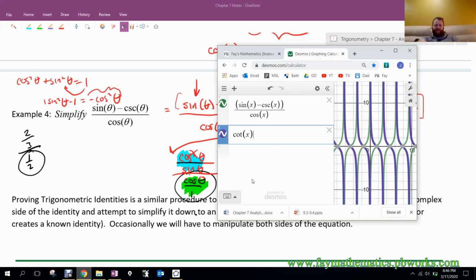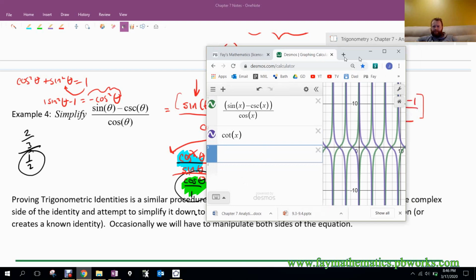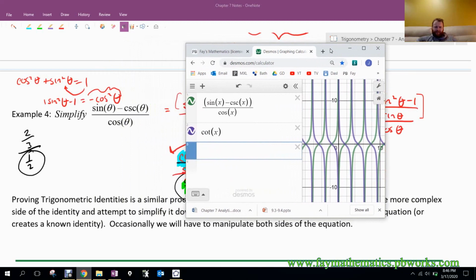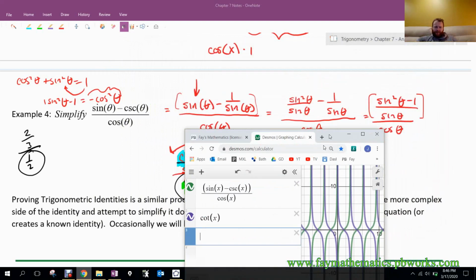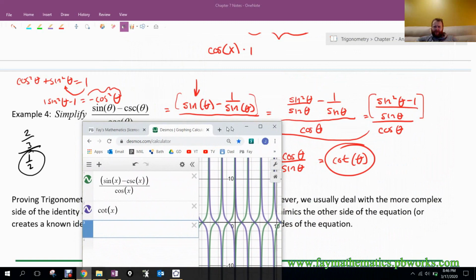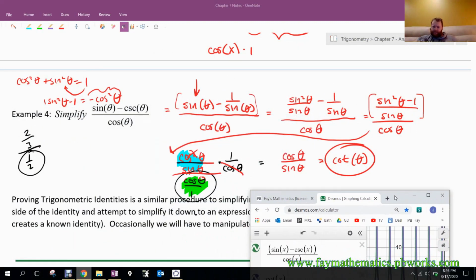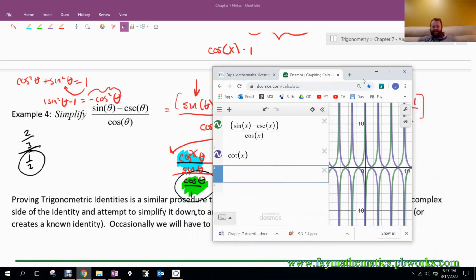And if I type in cotangent of x, then we're seeing we've got something wrong here, right? Got something amiss. So what did I do? Sine squared minus 1. Oh, I know what I did. And this is nice because I can see. If I look at that green and purple one, I want them to be the same. They look like they are reflections of one another across the x-axis. If I reflect the purple one over the x-axis, it would become the green one, or vice versa.